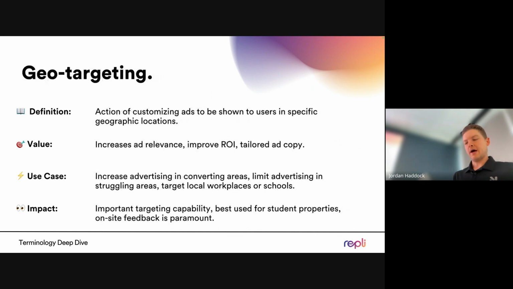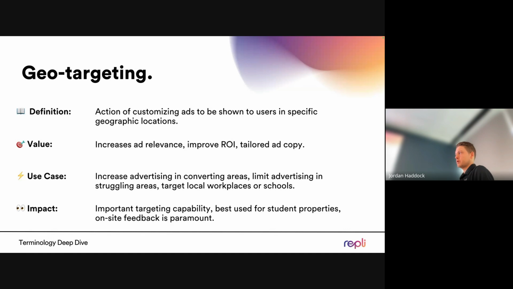All right, next we'll look at geo-targeting. Last metric we'll review. Basically, this helps the paid media team on Google, and not necessarily on Meta, customize the ads to be shown to users in specific geographical locations.